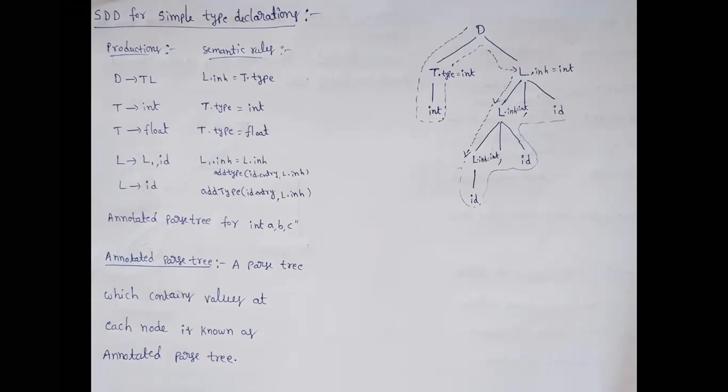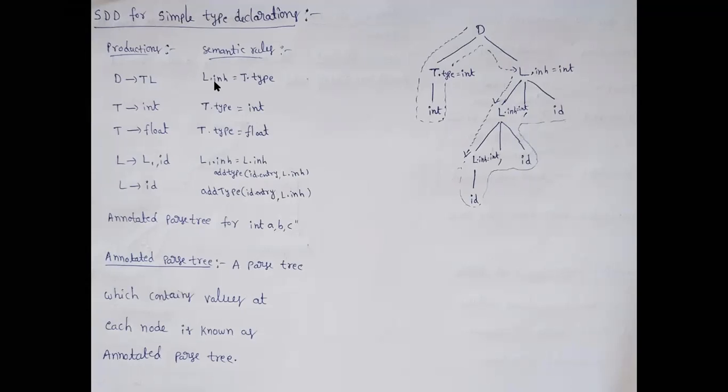Okay. So what is synthesized attributes? Here we are taking the values from the children. That is called the synthesized attributes. And what is inherited attributes? We are taking the values from its parent as well as siblings. That is called the inherited attributes. So that is semantic inherited attributes as well as synthesized attributes.